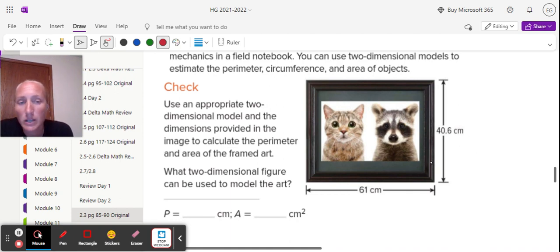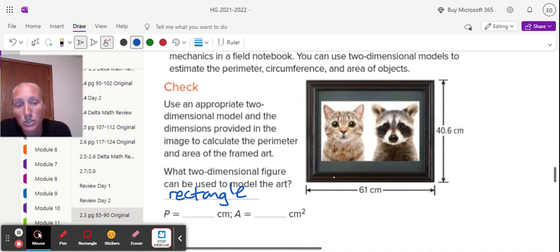Okay, so we won't make a ton of assumptions. And again, like I said, especially in the beginning, if you have questions about what you can or can't assume, ask. But we are going to assume that picture frames are rectangular if that's how they appear, and we're going to use that to model this situation. Okay, so what two-dimensional figure can be used to model the art? In this case, we're going to assume a rectangle, and we can find then a perimeter and an area based on what they give us.